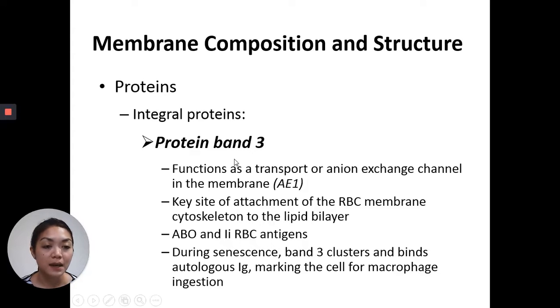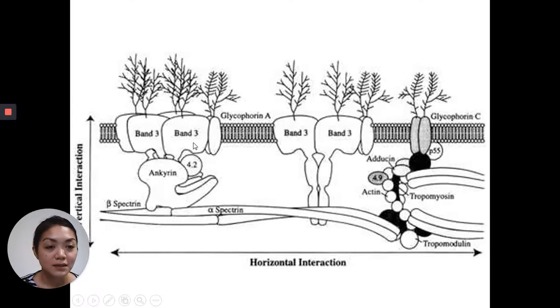Okay, another function of band 3 is the key site of attachment. It's a large protein. I'll show you later in the picture. It's the key site of attachment of the lipid bilayer to the peripheral or skeletal protein. And band 3 carries your ABO blood group and the Ii blood group. Okay, so as you can see here, blood ko gid si band 3. These are the carbohydrate nga comprise ng aton nga mga blood groups or receptors.